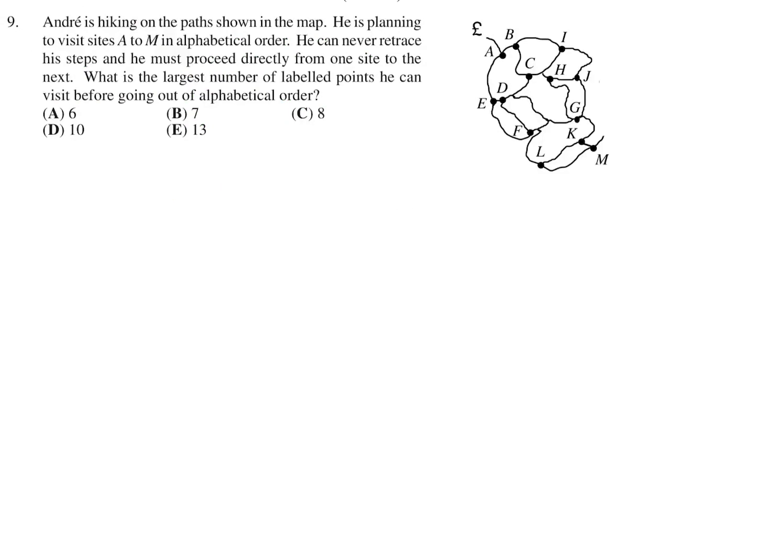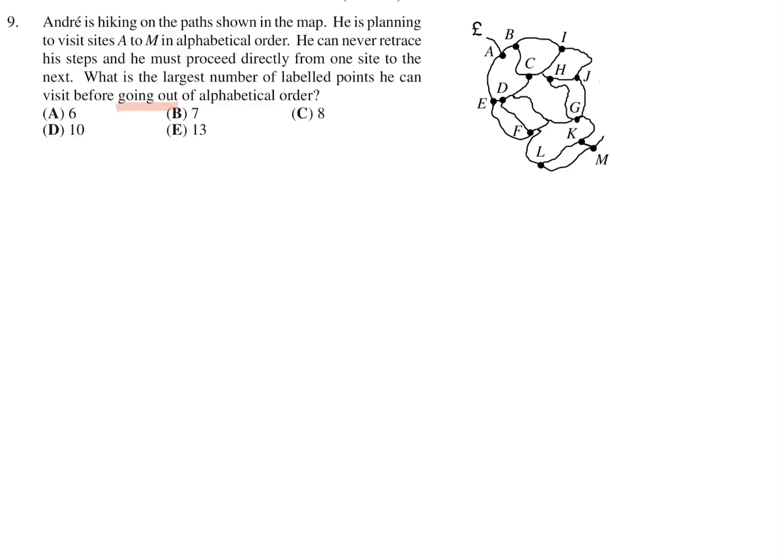Andre is hiking on the path shown on the map. He is planning to visit sites A to M in alphabetical order. He can never retrace his steps, and he must proceed directly from one site to the next. What is the largest number of labeled points he can visit before going out of alphabetical order?